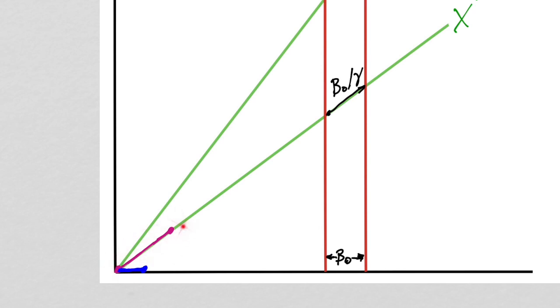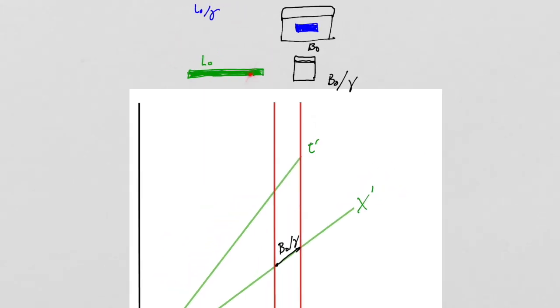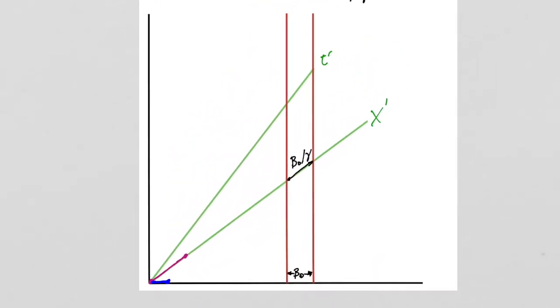So this here is the rod in the equal time slice, the extended object in the rest frame of the rod, and this is the extended equal time object in the rest frame of the barn. And you'll notice there's no way of representing that in this kind of sketch. It really comes out in this Minkowski diagram.